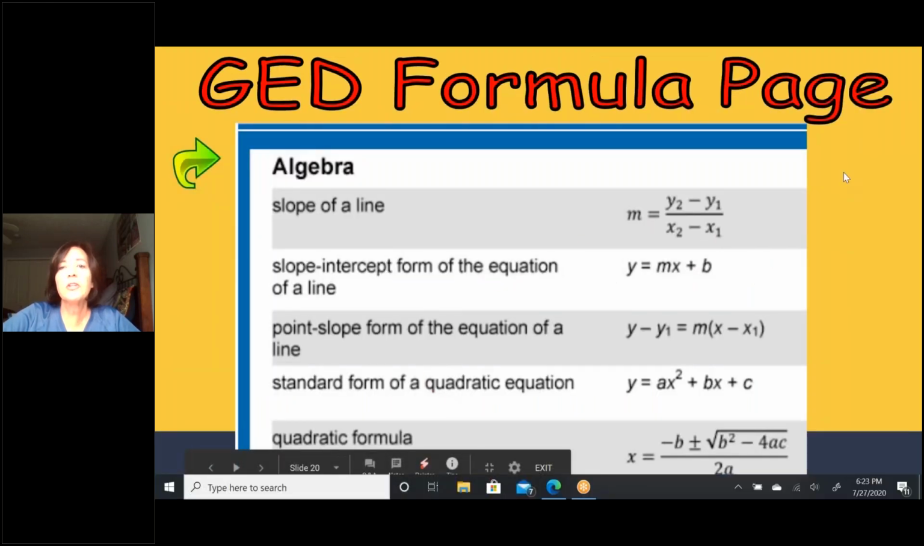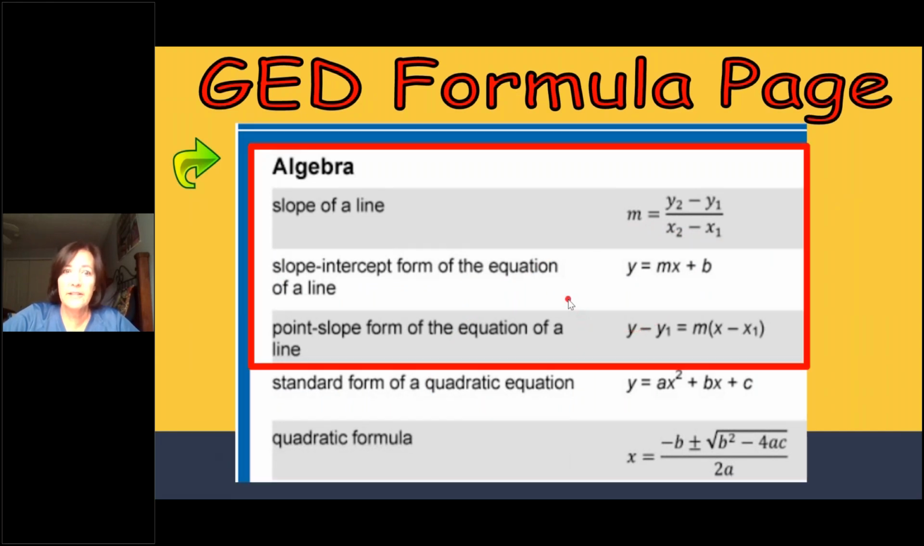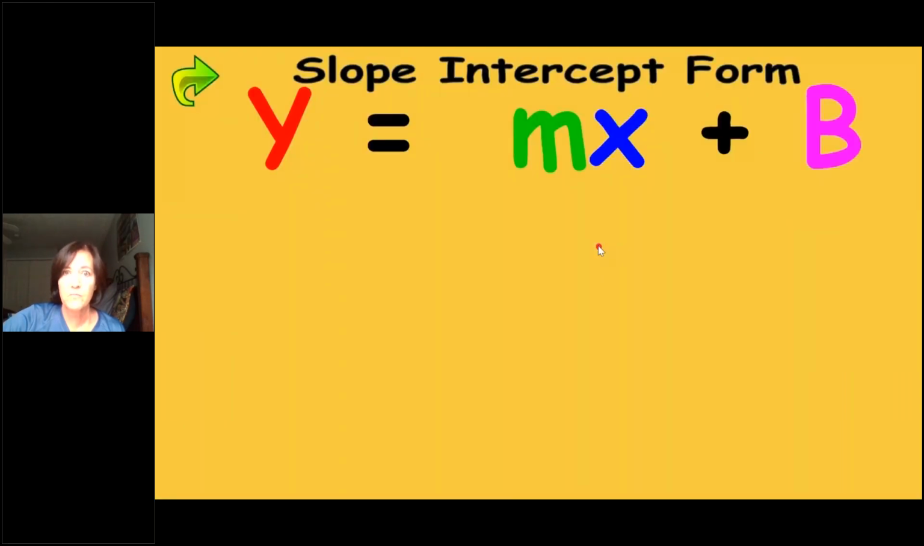The first thing I want to show you is remember that formula page. For algebra, they give you a number of formulas, and one of them is called the slope-intercept form of the equation of a line. For any linear equation, you can use this: y equals mx plus b. In my experience, several questions will be using this equation. That's why I like to do a lot of practice with it. So, slope-intercept form, y equals mx plus b.